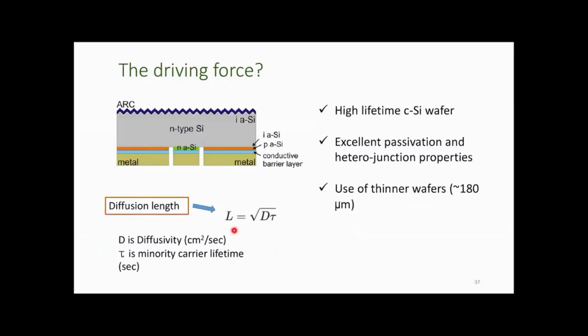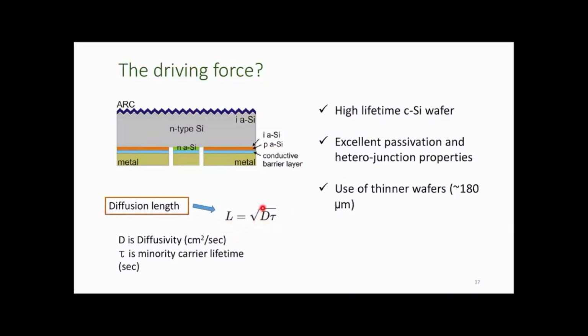And it can be calculated from this simple equation, which is the square root of the diffusivity of the carrier and the lifetime. Clearly, if the lifetime of your carrier is high, the longer the distance the carrier will travel before it recombines. So for high lifetime, you are going to have high diffusion length.